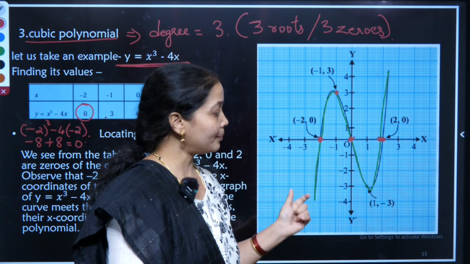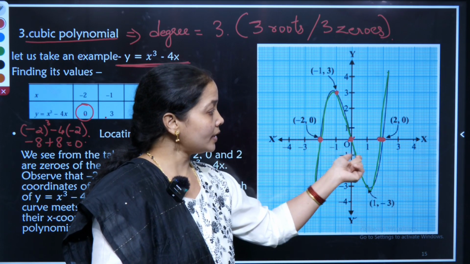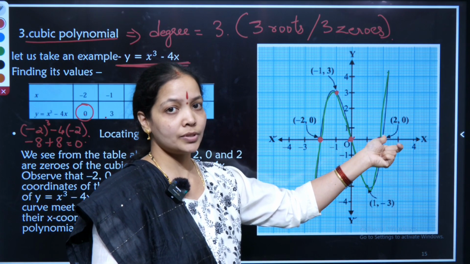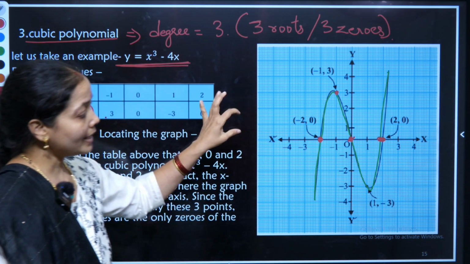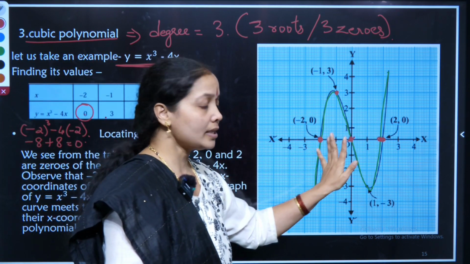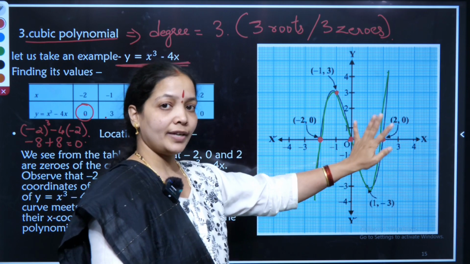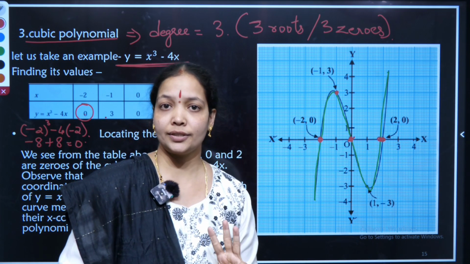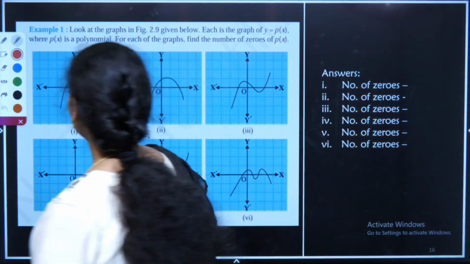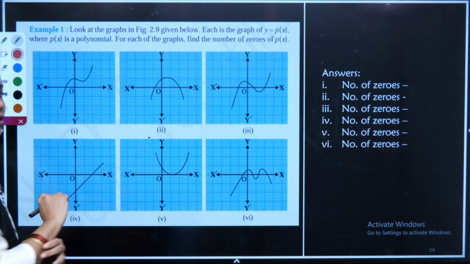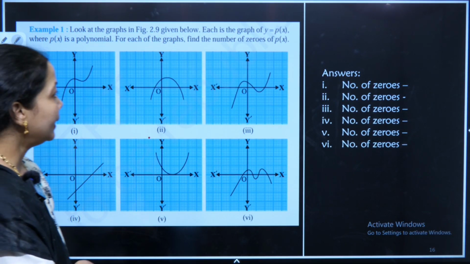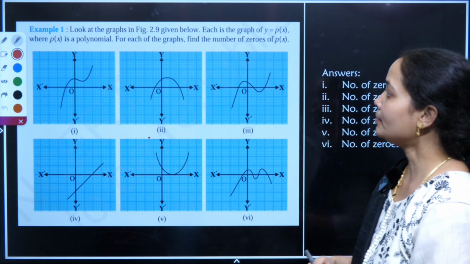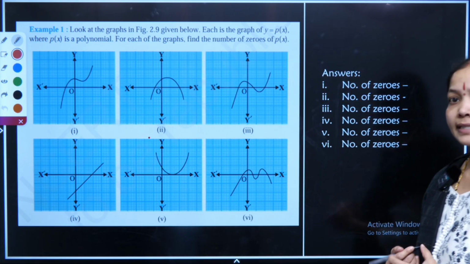View the graph in a proper way, plotting the graph in a proper alignment with positive and negative values, as well as understanding what a zero is, how many zeros we are going to get when the degree is 1, 2 and 3. That is the most important thing of the chapter. So let us go to the example section of polynomials. This is an example taken from example 1 in the NCERT textbook.